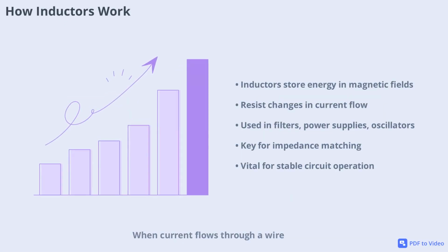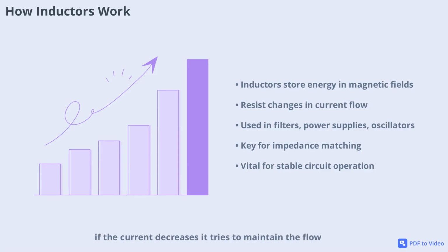When current flows through a wire, it creates a magnetic field around it. In an inductor, which is a coil of wire, this magnetic field is concentrated and strengthened. The more turns the coil has, the stronger the magnetic field becomes and the greater the inductance. Inductors naturally resist changes in current. If the current tries to increase, the inductor generates a voltage that opposes this rise. If the current decreases, it tries to maintain the flow.